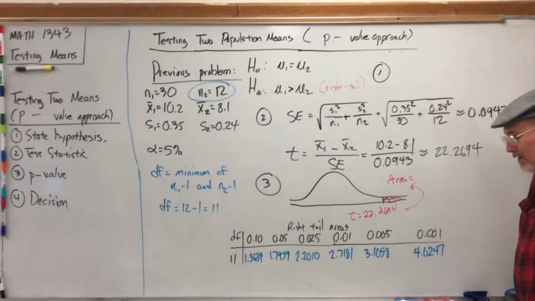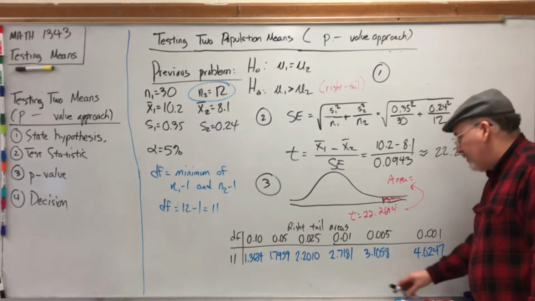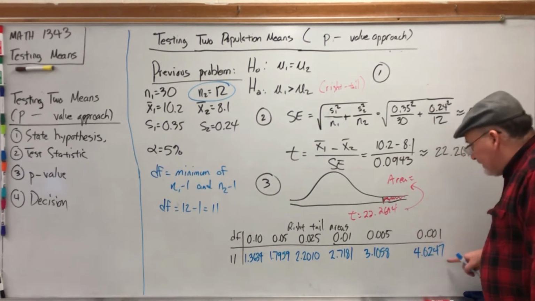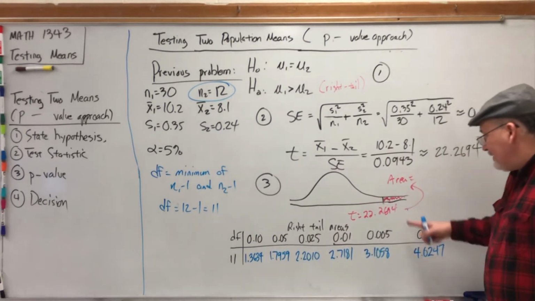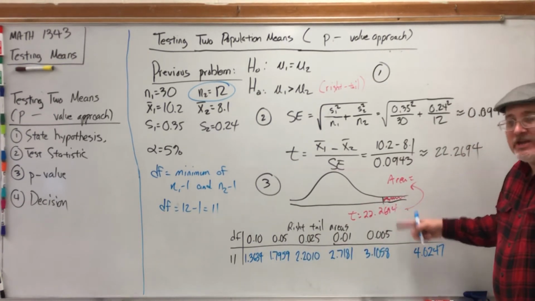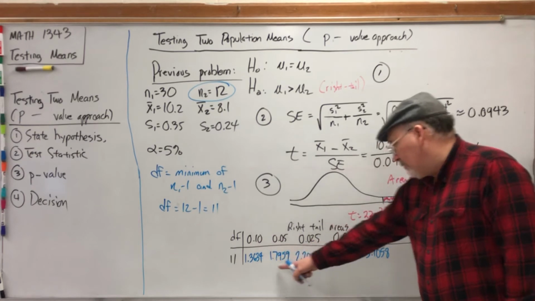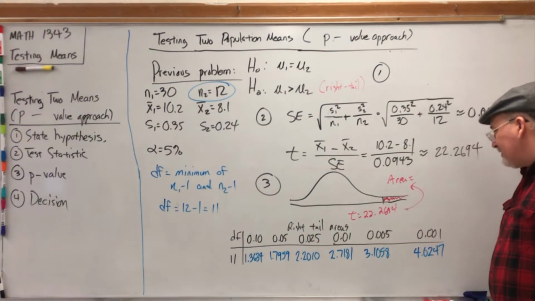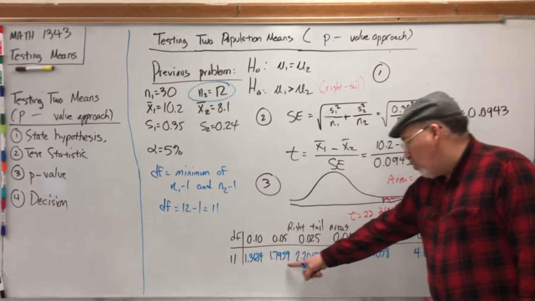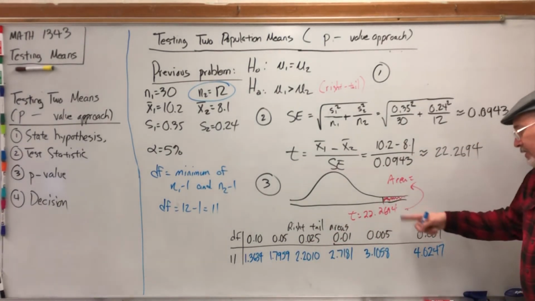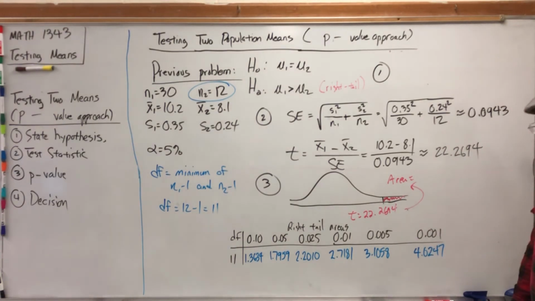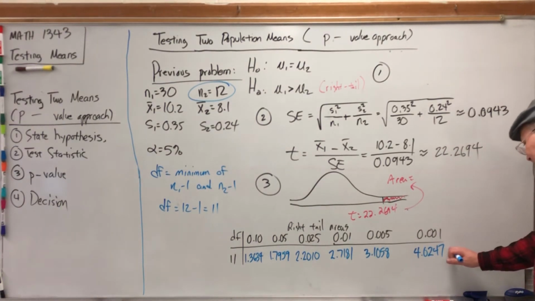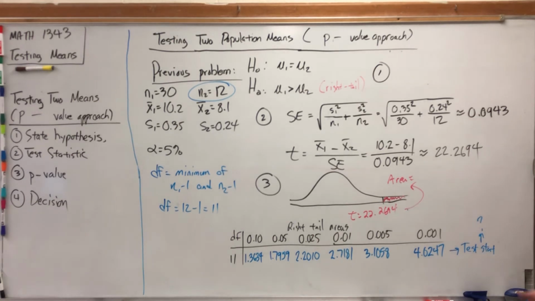Well, you find bounds, or you find a range for the p-value by finding the t-score that our test statistic is between. So, which of these two numbers is 22.2694 between? The answer is none of them. All of these are way smaller than our test statistic, but that doesn't mean we can't say something. Our test statistic is over here somewhere. We'll put test stat over here.